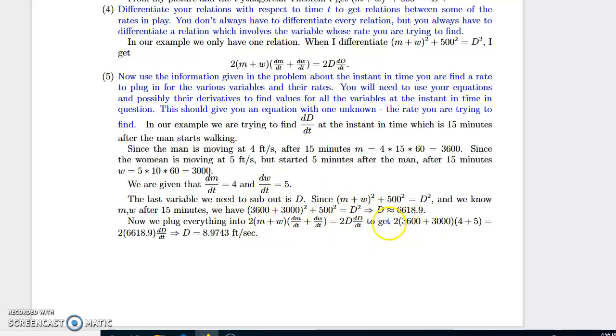And now we can plug everything into our relation with the rates. And we'll get this lovely equation here. So 2 times the quantity of 3,600 plus 3,000 times 4 plus 5 equals 2 times 6,618.9 times dD/dt. And then we just solve that for dD/dt. Again, I'm sorry about this typo. This should be a dD/dt, but dD/dt is now going to equal 8.9743 feet per second.